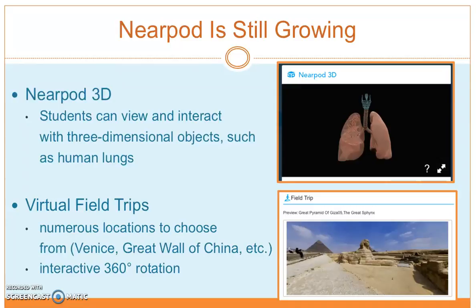Nearpod also now has a virtual field trip tool that has numerous locations from around the world that students can explore without ever leaving their classroom. So the image there of the Great Pyramid of Giza, and you can see the Great Sphinx, you can actually kind of rotate that image around. And I mean, most districts are not going to have the funding to go to Egypt, but this provides them an opportunity to explore different areas around the world through the virtual field trip option.